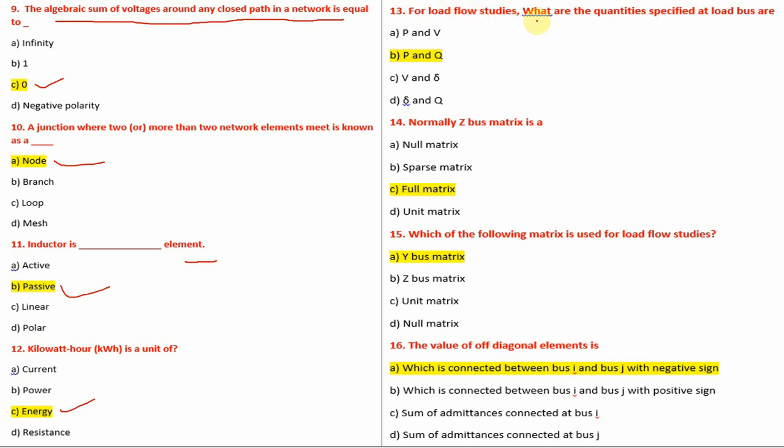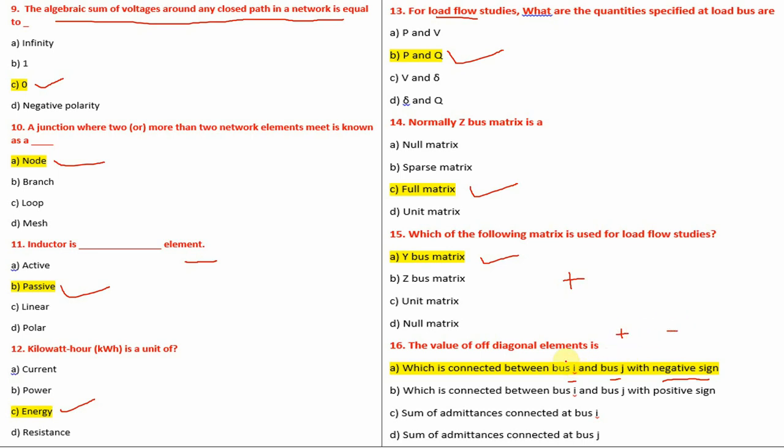For a load bus, very important, what are the quantities specified at the load bus? That is active power and reactive power. Normally Z bus matrix is a full matrix. Which of the following matrices is used for the load flow study? That is Y bus matrix. The value of the off diagonal element is what is connected between bus I and bus J with negative sign.